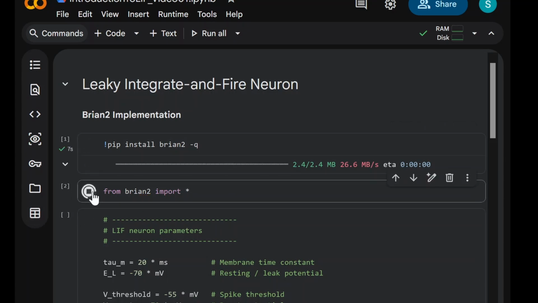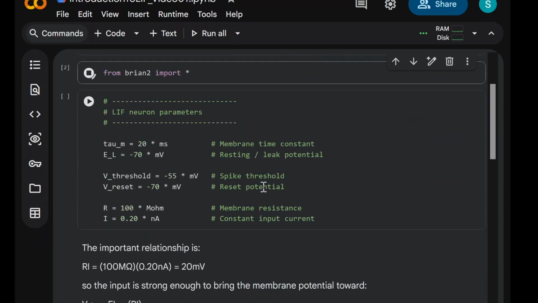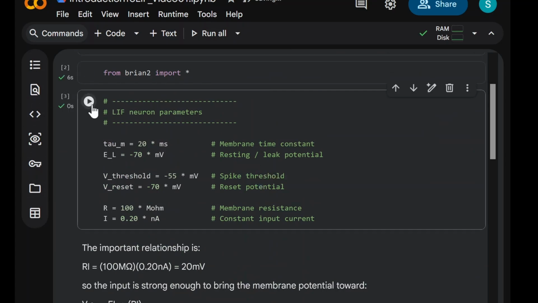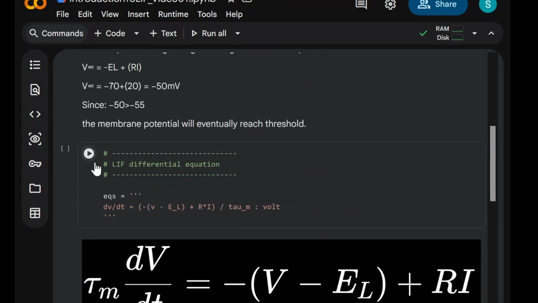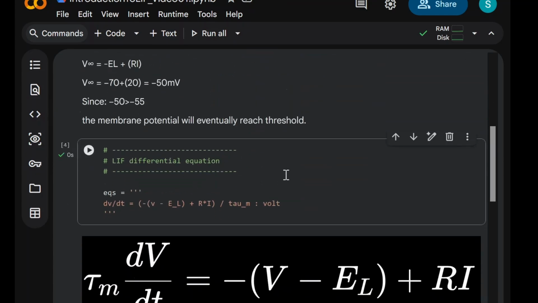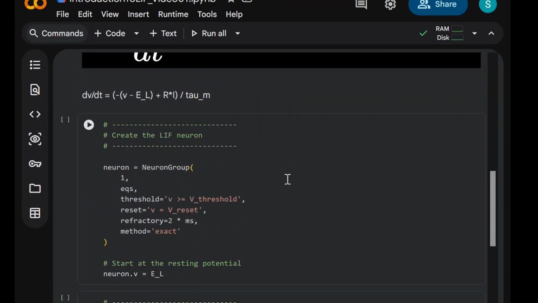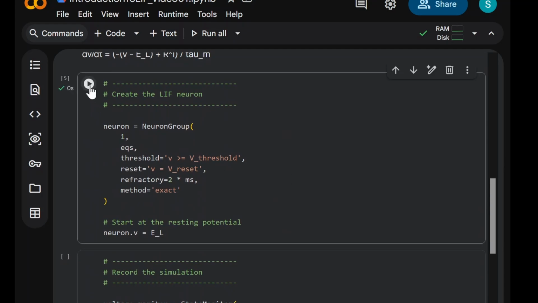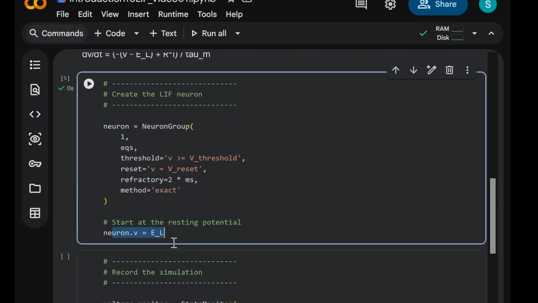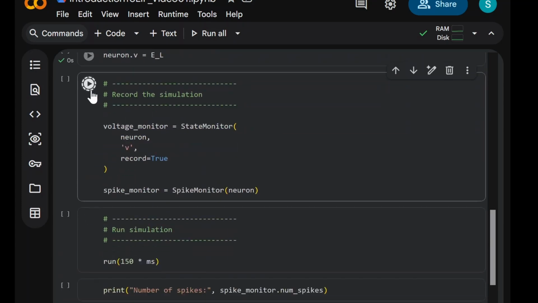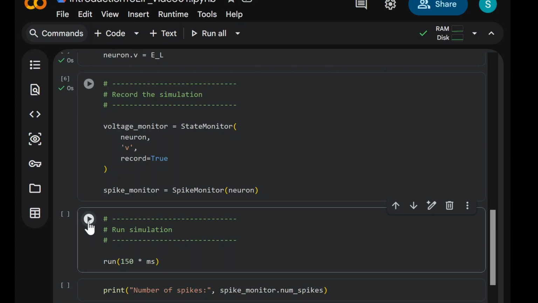Import everything from Brian2. Set our parameters. Set our model. Create our neuron. Set its initial membrane potential. Set our state monitors. And run the simulation. This might take some time.